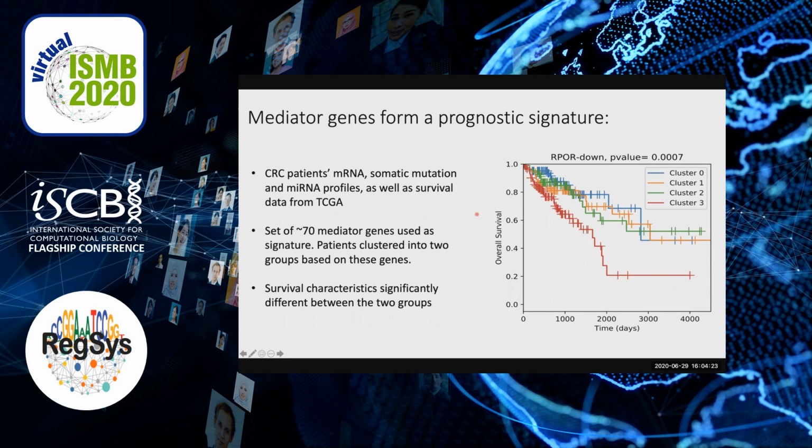In addition to ranking the TFs based on their relevance to colorectal cancer invasiveness, we also found a set of 70 genes mediating the effect of the top TFs on colorectal cancer progression, and used them to cluster the TCGA CRC patients using their gene expression, microRNA expression, and somatic mutation profiles. As you can see here, the log-rank test p-value of the survival analysis shows a statistically significant difference in survival characteristics of the patients' clusters.